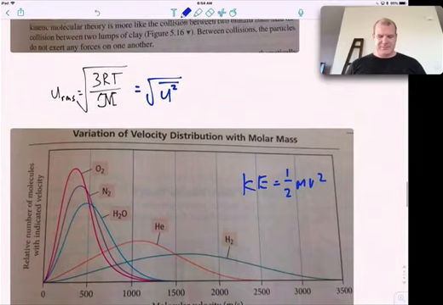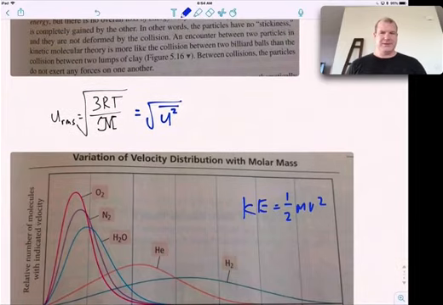And sparing you the derivation, the root mean squared. So what is the root mean squared? It is the square root of the mean of the velocity. So why do we care? First of all, why is it U in chemistry and V in physics? I don't know. We use different symbols sometimes.